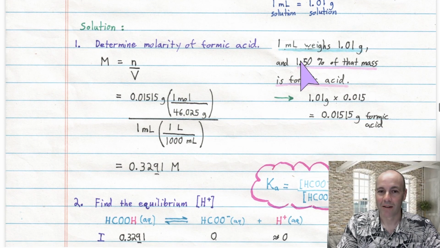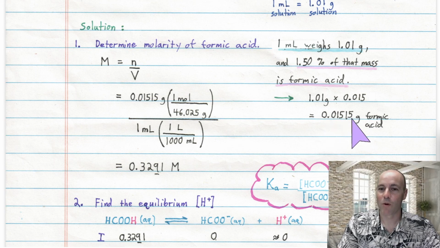So 1 milliliter weighs 1.01 grams, that's the density, and it gives us the mass percent. 1.50% of that mass is formic acid. So if we take the mass of the solution and multiply it by 1.5%, that's 0.015, then we get the mass of the formic acid in that milliliter, which is 0.01515 grams of formic acid.